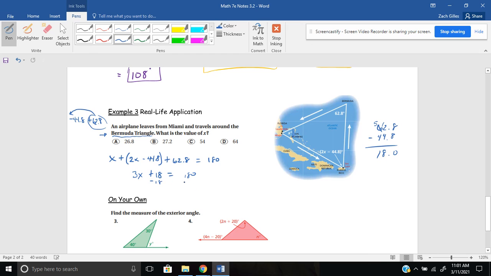Subtract 18 on both sides, getting rid of our constant first. We'll be left with 3x is equal to 162. And finish by dividing by 3 on both sides. 3 goes into 16 5 times, which is 15. Okay, so it's got to be C then, 54 degrees for my x, my value of x.